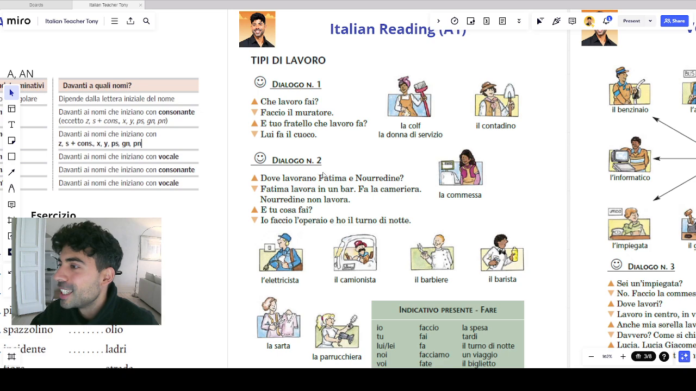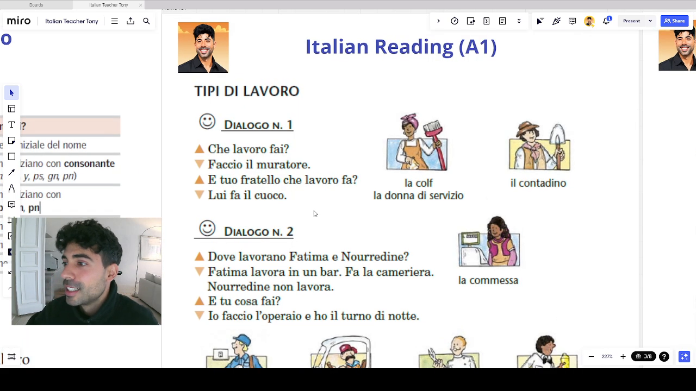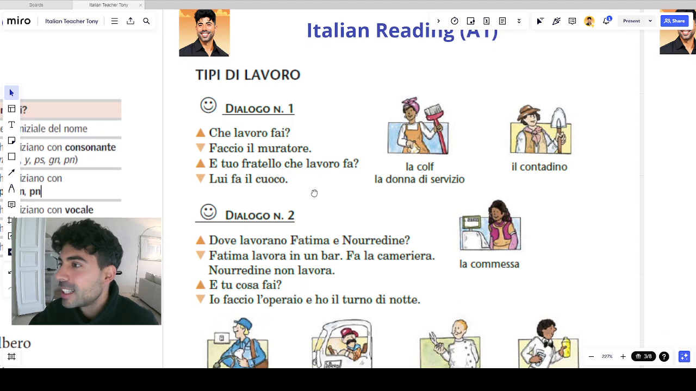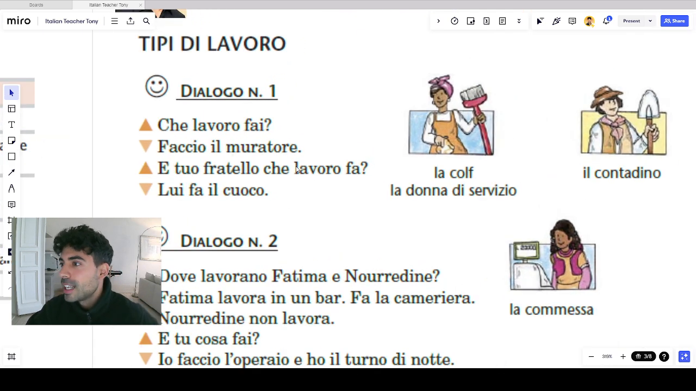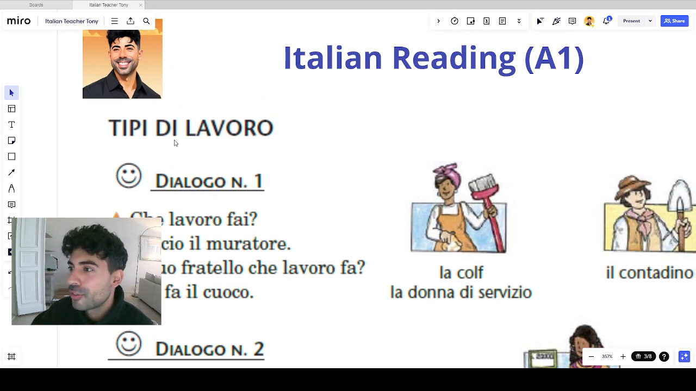What we're gonna do now is start with some Italian reading. I'm gonna be reading to you some Italian text. Slowly, I'm gonna translate it. And in the meantime, hopefully you can capture some vocabulary that will help you in improving your conversation skill. Let's start. Small dialogue. Here we're talking about types of jobs.